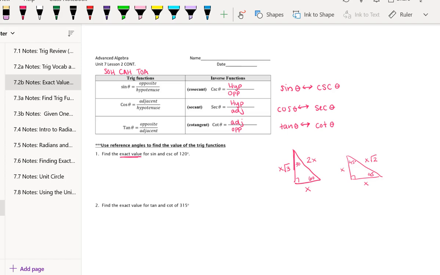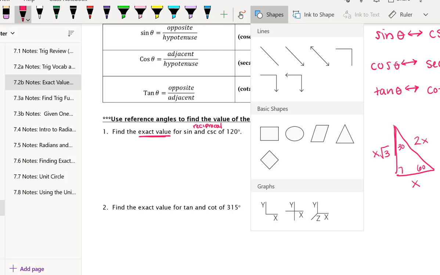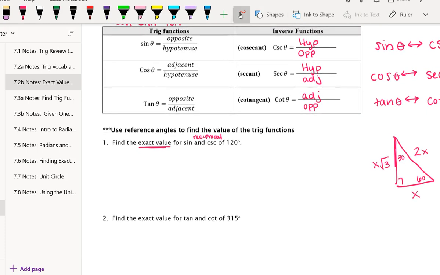Okay, so we are going to find the exact value for sine and cosecant of 120. Now remember, these are reciprocals of one another. So once I find sine, I can easily find cosecant. Okay, so what I'm going to do first is I'm going to start out by drawing in a grid here. There we go. That's good. All right. So the sine of 120 degrees.